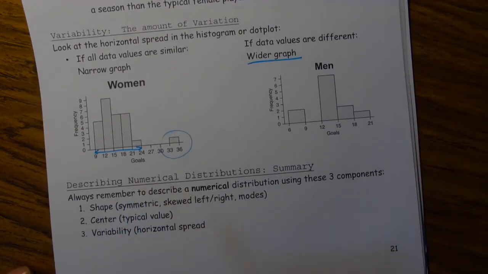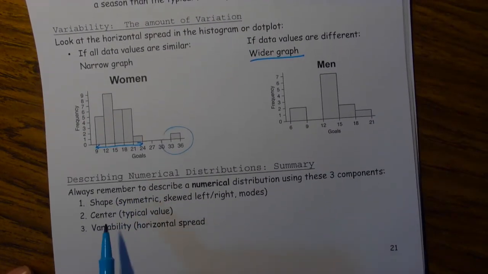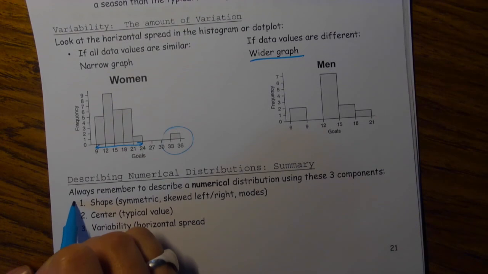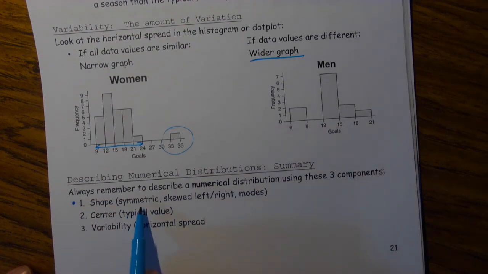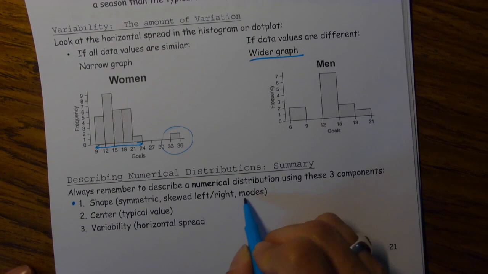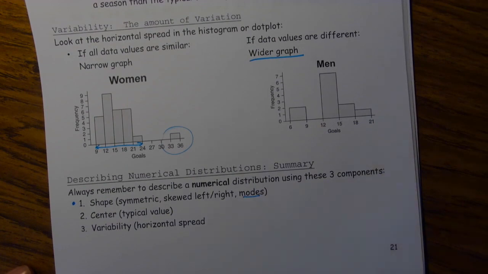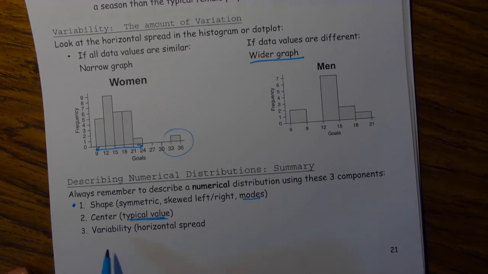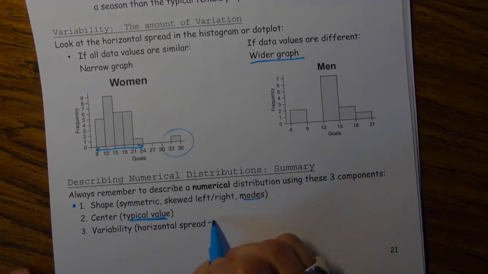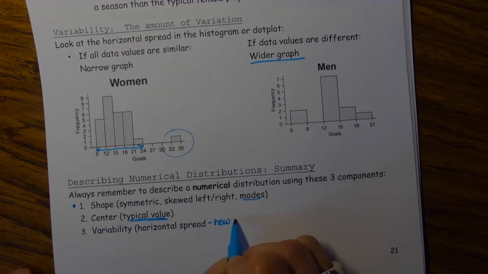All right, describing numerical distributions. Remember, we always want to look at the shape. Is it symmetric, skewed left, skewed right? And then also how many modes, unimodal, bimodal, center, what's a typical value, could be the average, and variability. How wide is it?